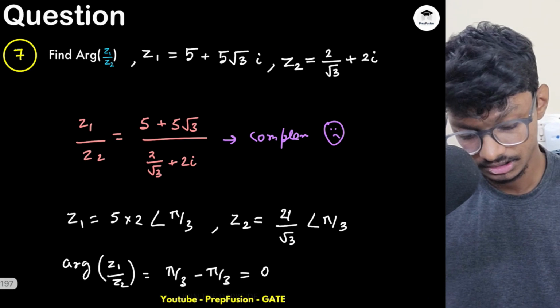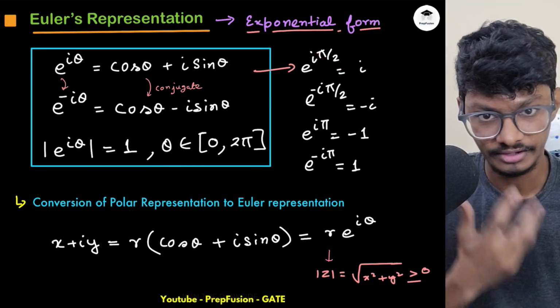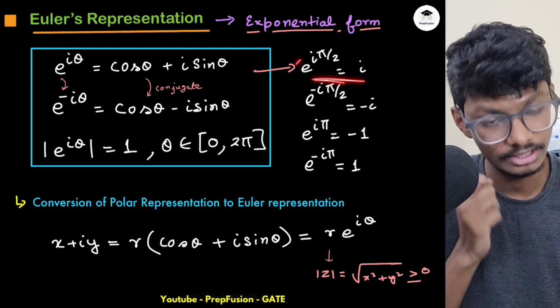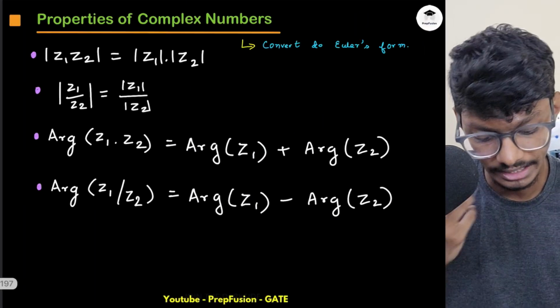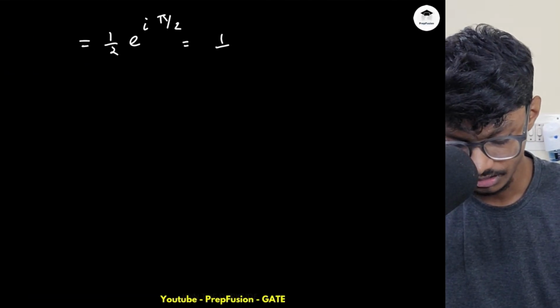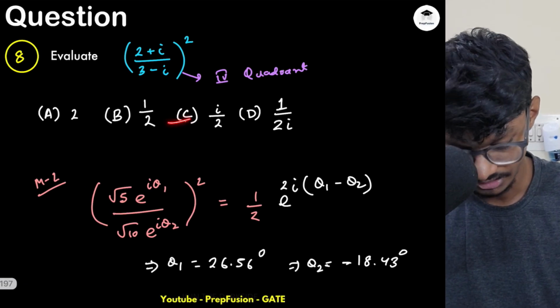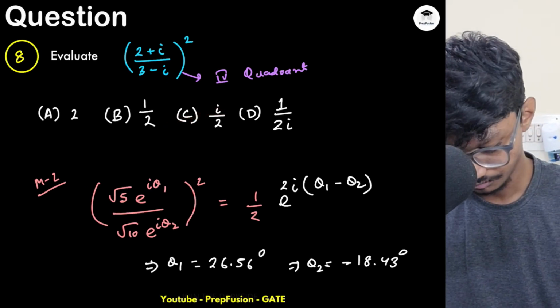These are the most important results, the arguments of Euler's formula. So e raised to power i pi/2 is i itself. So at the end I am getting i itself, which is equal to i, so it will be i/2. And is there any option present with i/2? There is, right? So option C will be my correct answer.